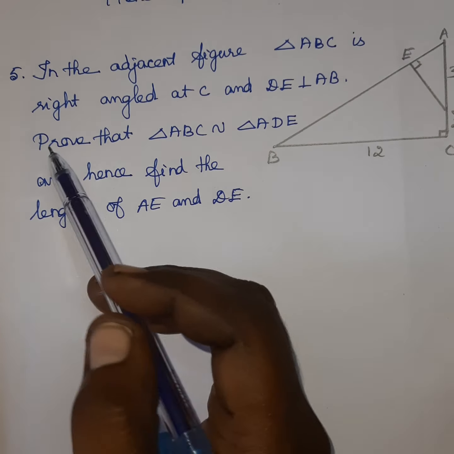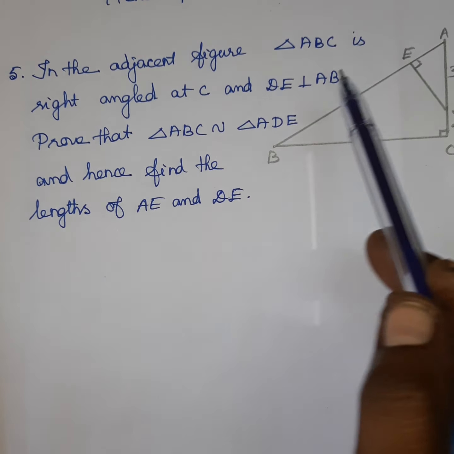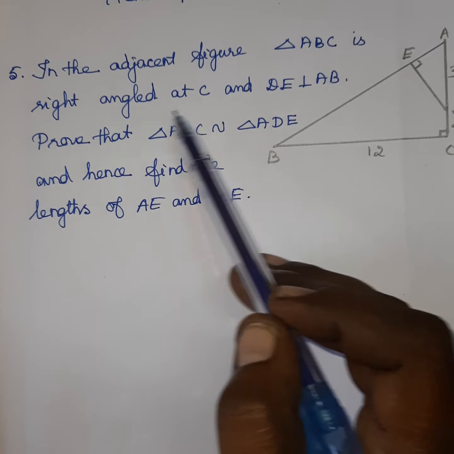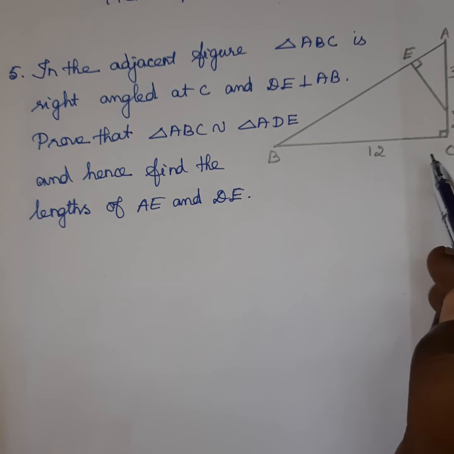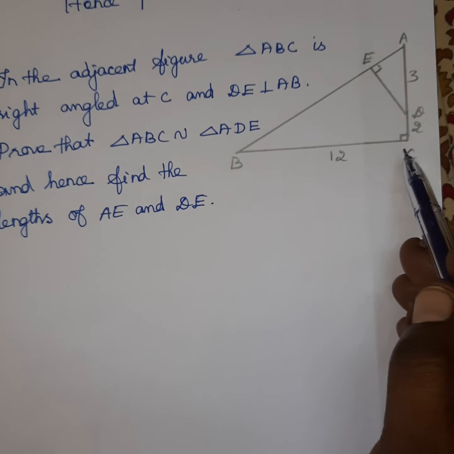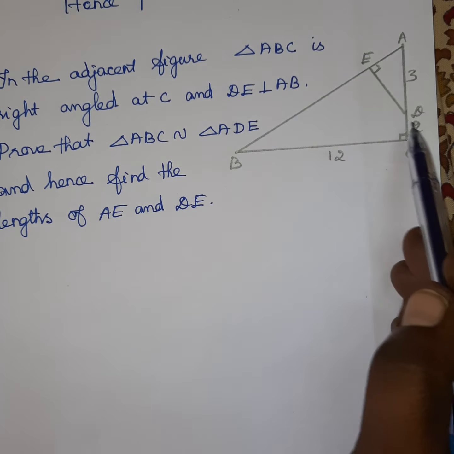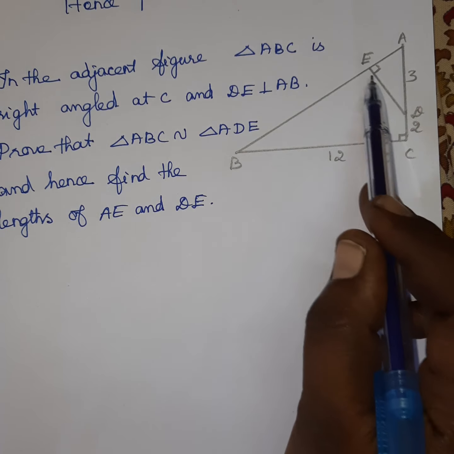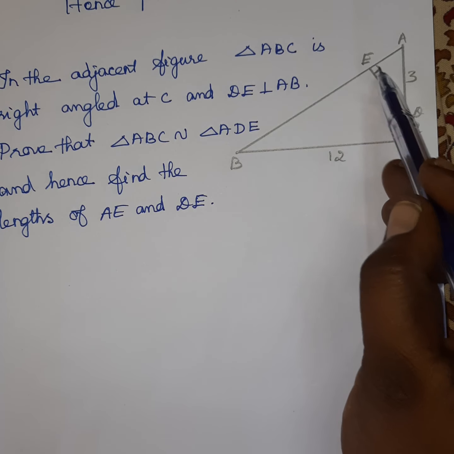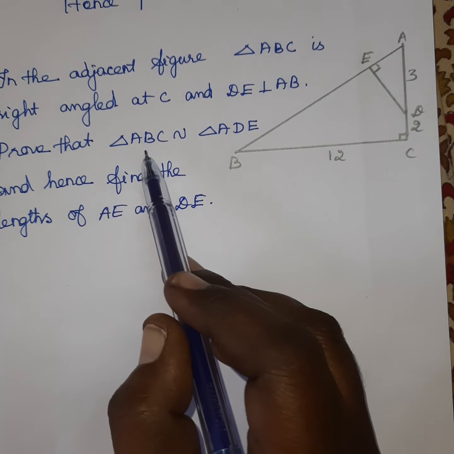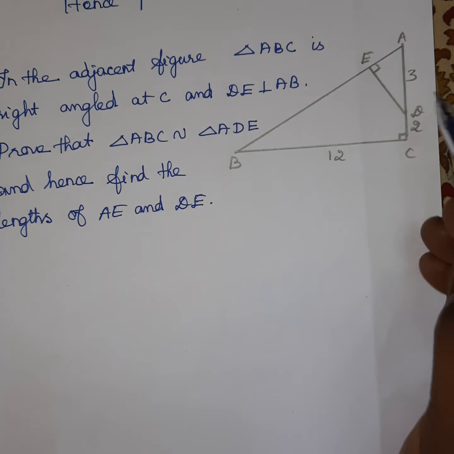Let us start the fifth question. In the adjacent figure, triangle ABC is right angled at C. This is the triangle ABC, right angle at C, and DE perpendicular to AB. This is the DE distance. DE is perpendicular to this line AB, here also 90 degree. Prove that triangle ABC is similar to triangle ADE.